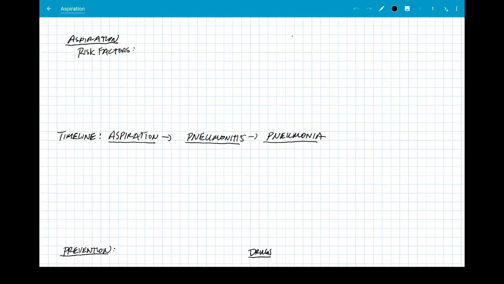So first off, we're going to talk about risk factors for aspiration. Essentially, risk factors for aspiration include any condition in which gastric emptying is delayed, intra-abdominal pressure is increased, or lower esophageal sphincter tone is compromised. So I'm going to put decreased gastric emptying, an increase in intra-abdominal pressure, or a decrease in lower esophageal sphincter tone.